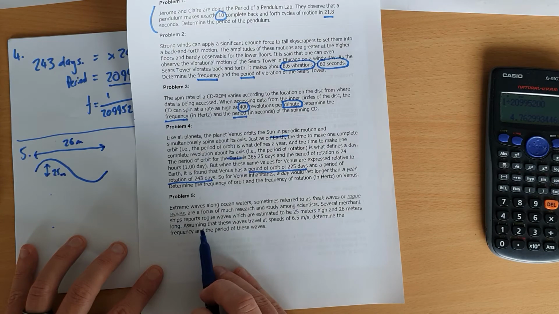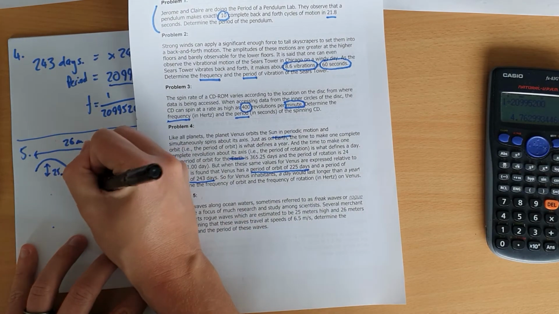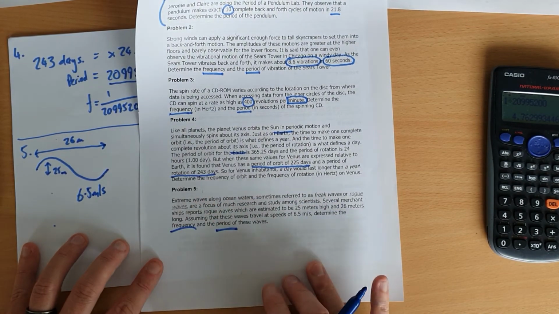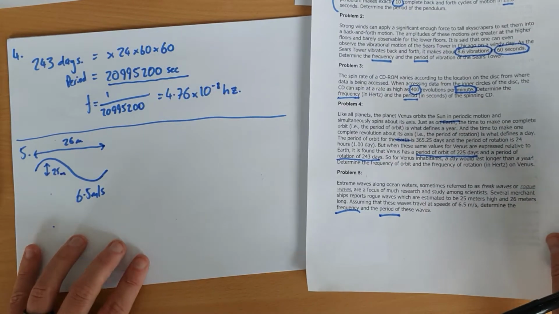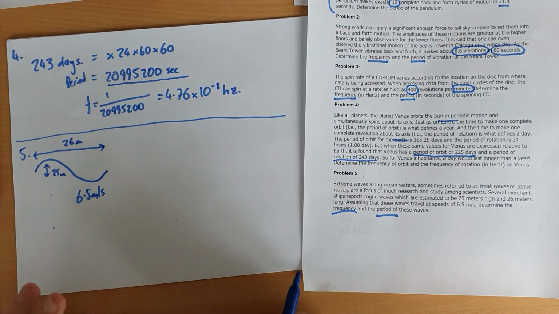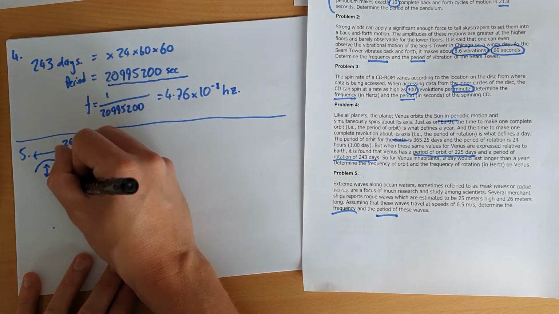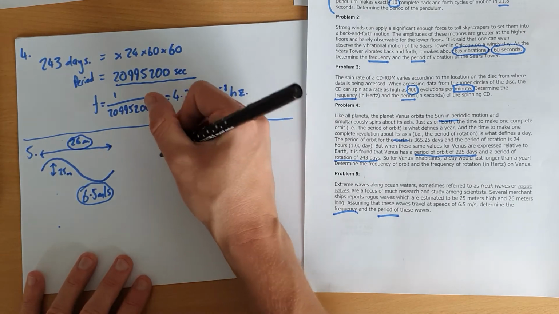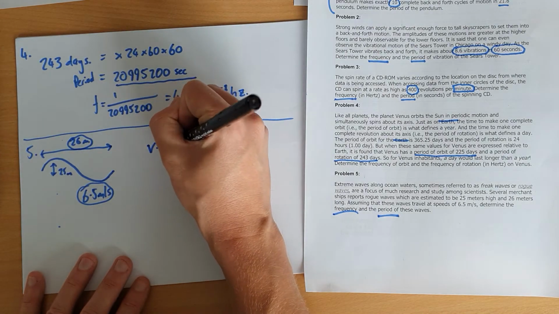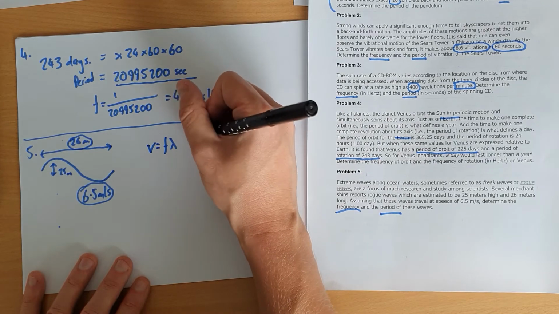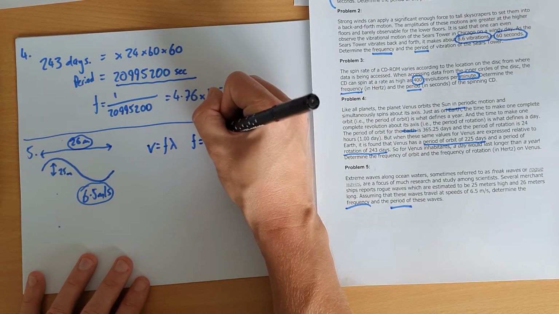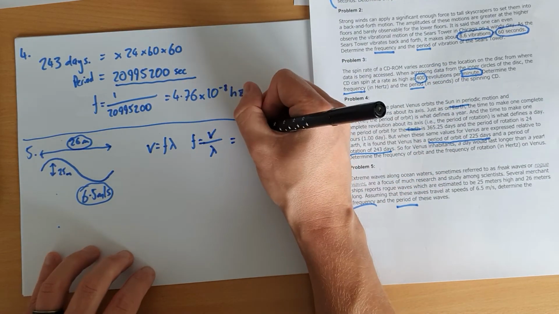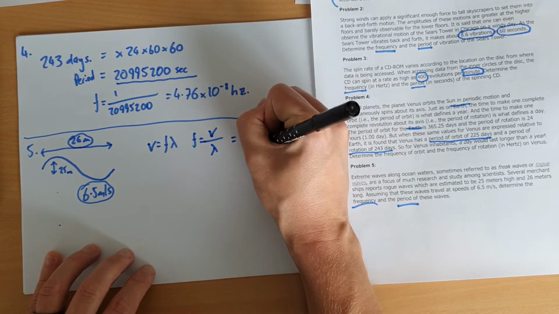What else do we know about it? Assuming that these waves travel at 6.5 meters per second, we need to determine the frequency and the period of these waves. How do we do this? Well, firstly, because we know the speed of the wave and we know the length of the wave, we can calculate the frequency of the wave. So we know that v equals f lambda. Now we want to know, firstly, the frequency. f equals, in this case, velocity divided by wavelength. So in this case, we do 6.5 divided by 26.